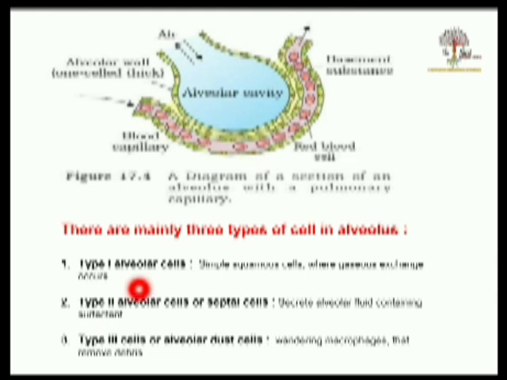And another one is the type 3 alveolar cell, which is mainly the macrophages that wander inside the alveolar cell, and they capture many bacteria, many viruses, and also other debris.